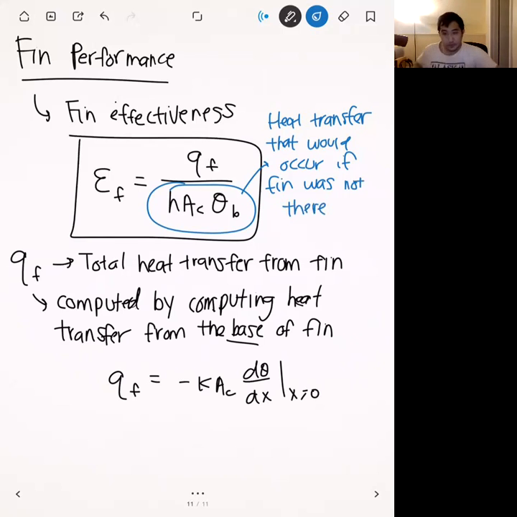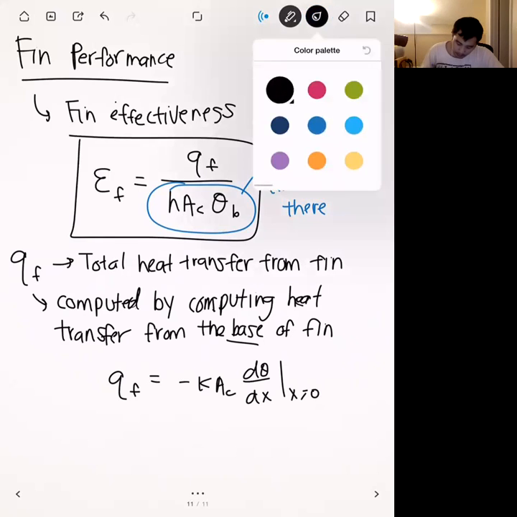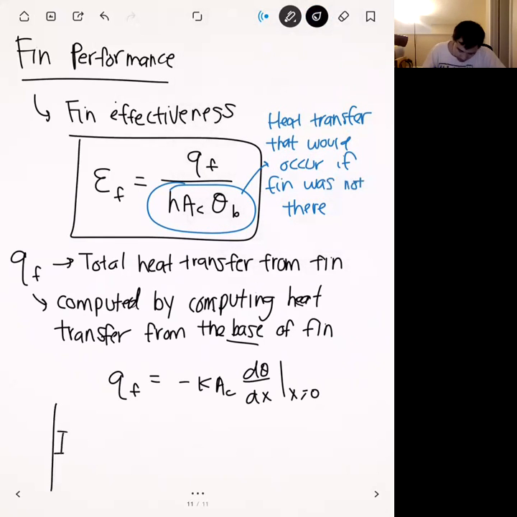And so you can almost think of it as, you have a little patch of space on your object, right? That looks like this. And normally you would have a fin jutting out here with the cross-sectional area AC, right? And so if you look at that cross-sectional area on the object with an area of AC, this quantity right here, H times AC times theta B, essentially what that is just Newton's law of heat transfer, or Newton's law of cooling, for that small patch of space, okay?